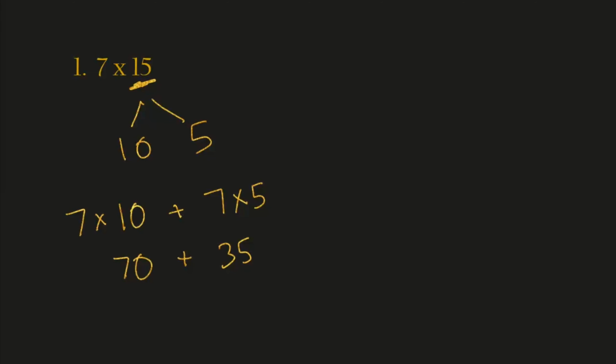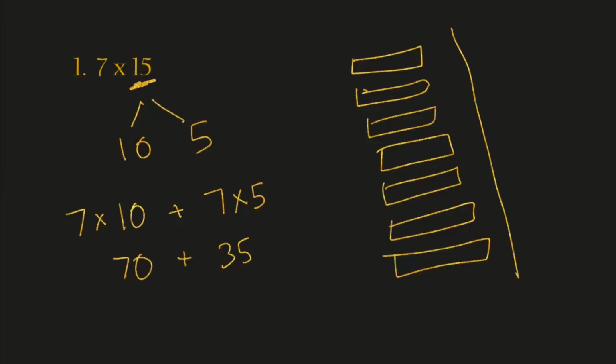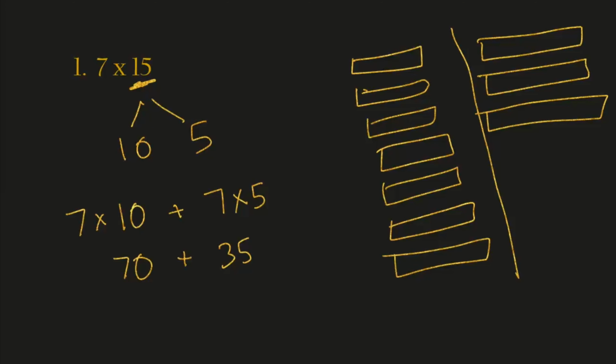So now let's draw an array again. So 1, 2, 3, 4, 5, 6, and 7. This represents the 70. Let's draw a line. Now we can't exactly draw 35 of the tiny ones, so let's do 1, 2, 3. Then let's draw 5 of the tiny. It's 1, 2, 3, 4, and 5. Let's box it.